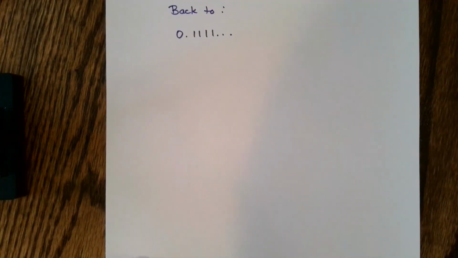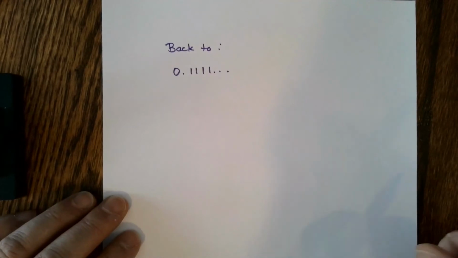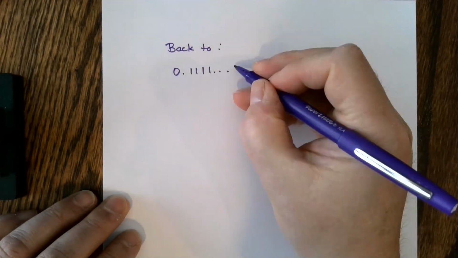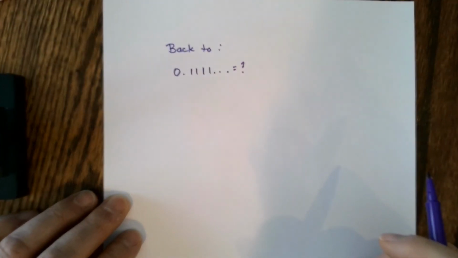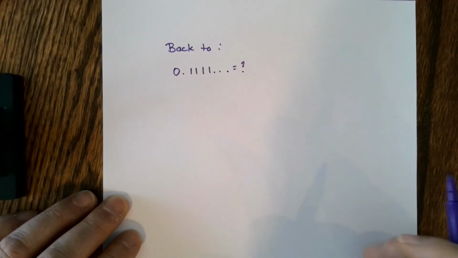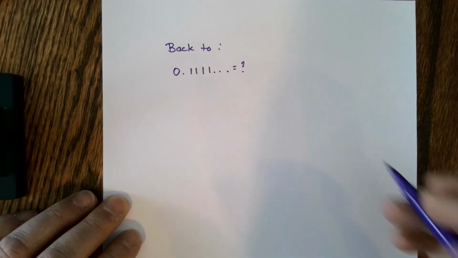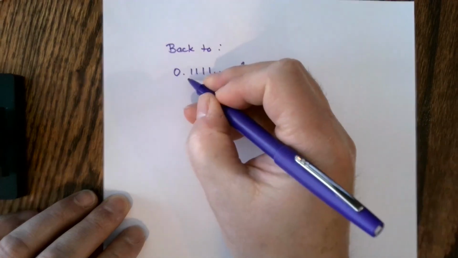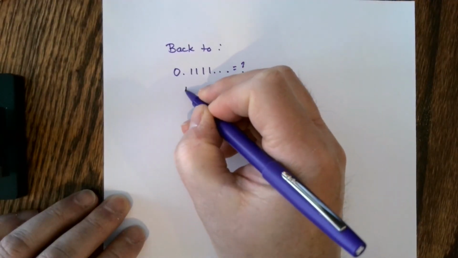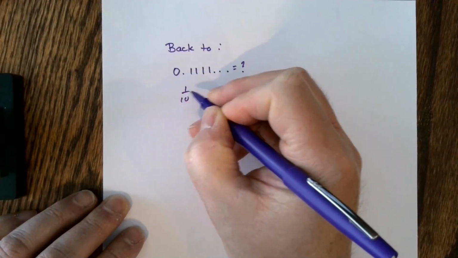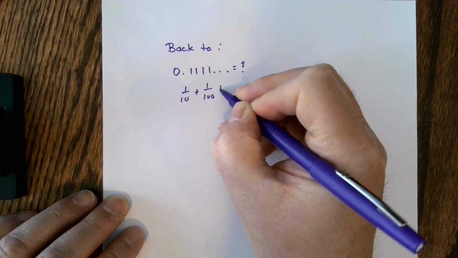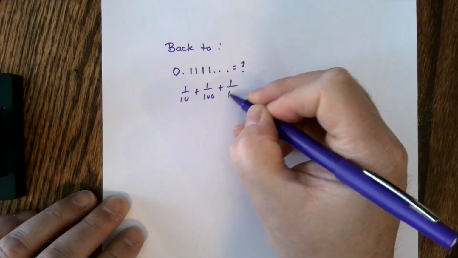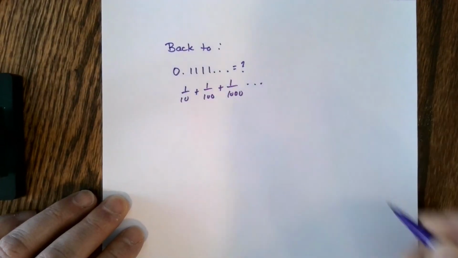So let's go back to our first problem. Is there some value or sum that the decimal point 1111111 going on forever would equal? Well, I can rewrite this using fractions. So this one would be 1/10. This one would be 1/100th. This one would be 1 over 1,000, and so forth and so on.